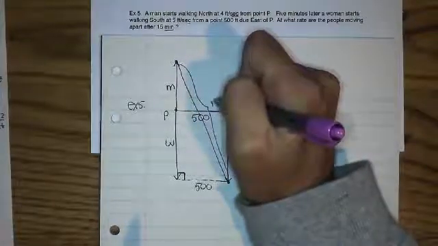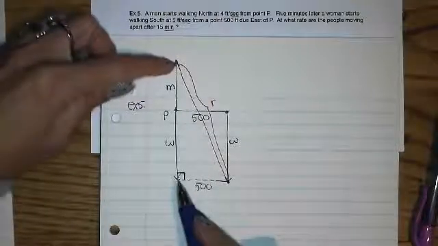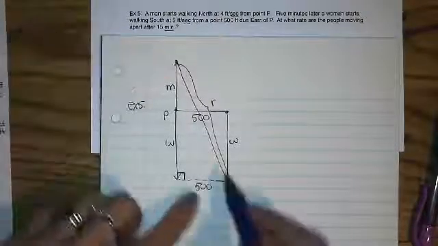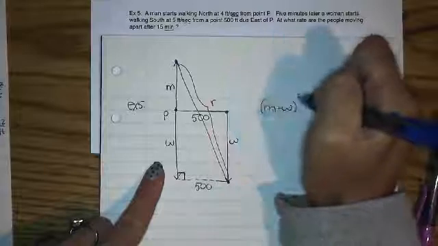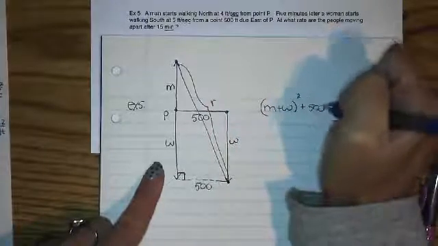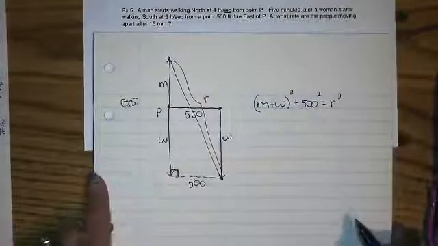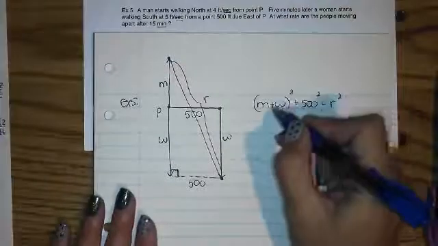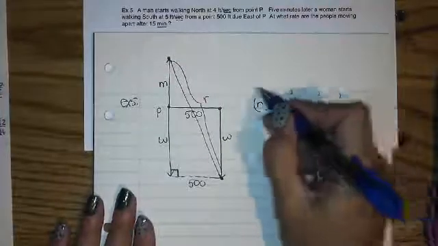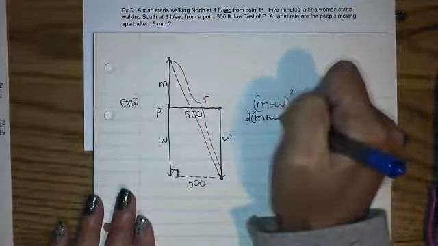So my equation then with the Pythagorean theorem, and we'll call that pink one, we can give it any letter we want here, let's call it r for a rate. So my Pythagorean theorem is going to be this side of the triangle squared plus the 500 squared equals the r squared. So this side of the triangle is (m plus w) squared plus 500 squared equals r squared. And we are ready for the derivative.